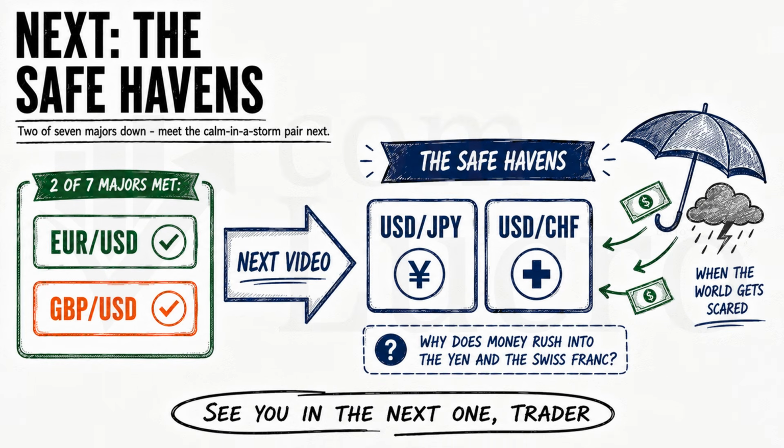So we've met the first two of our 7 majors, and already you can feel how much personality is packed into these currencies. In the next video, we're going to meet a very different kind of pair, the so-called safe havens, USD JPY and USD CHF. Why does money rush into the yen and the Swiss franc the moment the world gets scared? And what really makes them move? That's next. I'll see you there, trader.